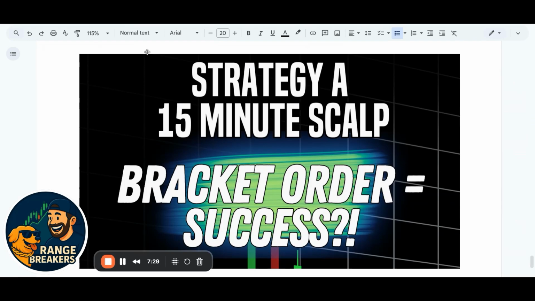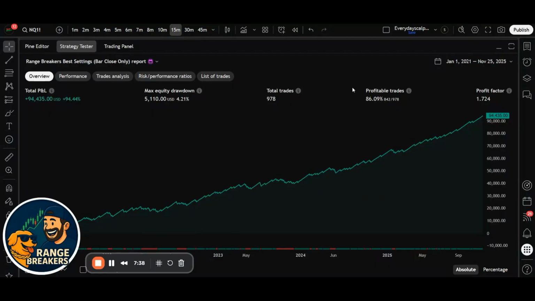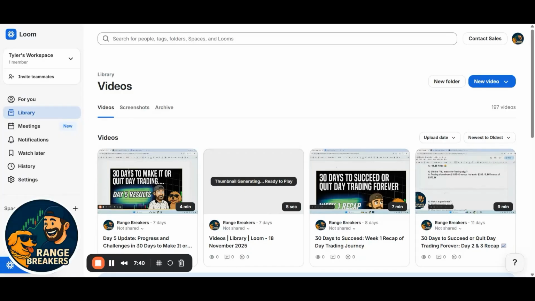We'll get there. So I'm thinking strategy A is the way to go. I'm going to try to keep it chill, bracket order, and keep moving because the results just look too solid, too high of a win rate. So let's see what happens.